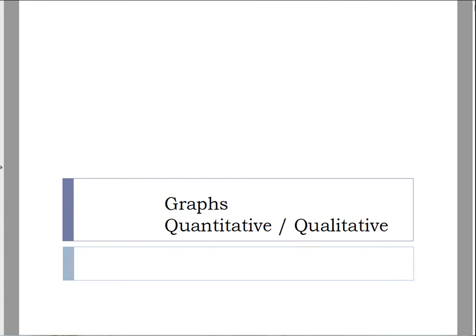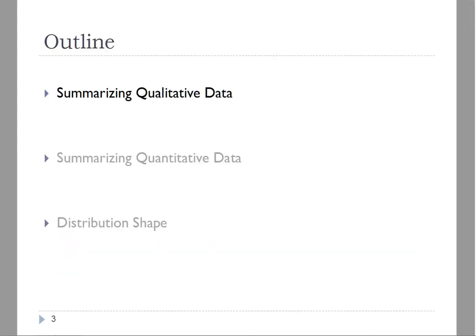Because distributions are so important in statistics, I do want to give it some attention and show you several examples of different types of distributions and how they are depicted in graphs. So this is going to be the outline that I'm going to discuss with you today: summarizing qualitative data, summarizing quantitative data, and then we're going to look at the different distribution shapes and what those mean.